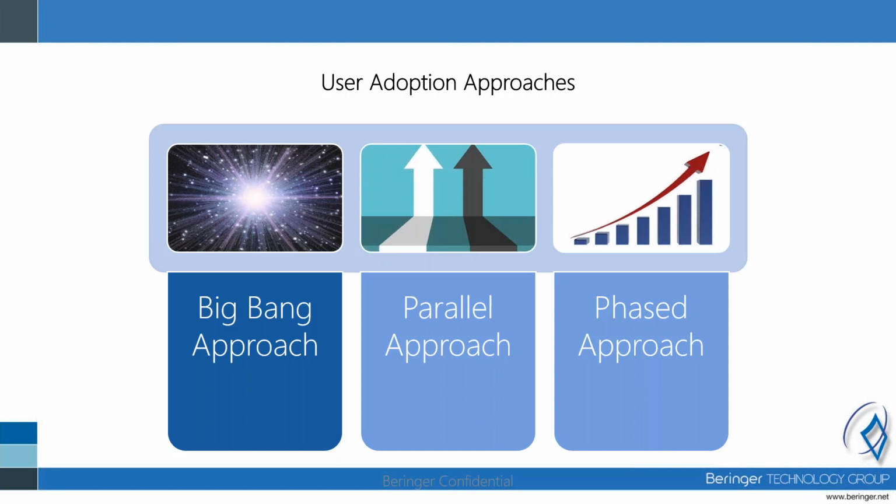A parallel approach is going to involve having 2 systems that run simultaneously through a transition period. The advantage of a parallel adoption is that users get a chance to get used to the new system, and if they get stuck, they can always transfer back to the old system until they get the support that they need. But one disadvantage to this is that now you have 2 systems to monitor and maintain.